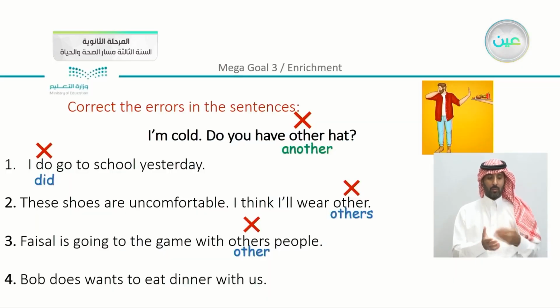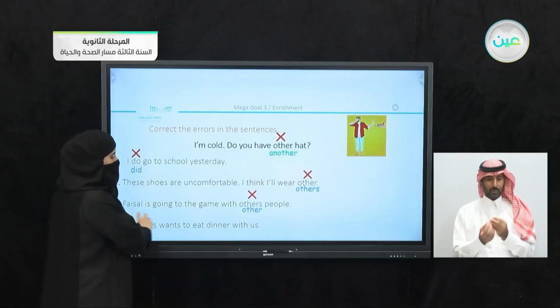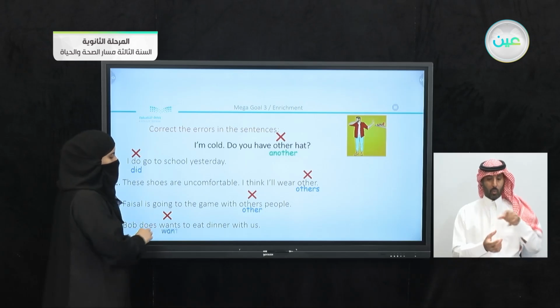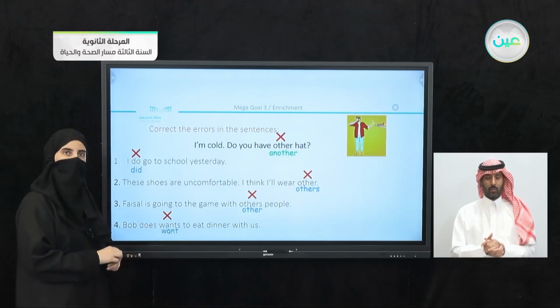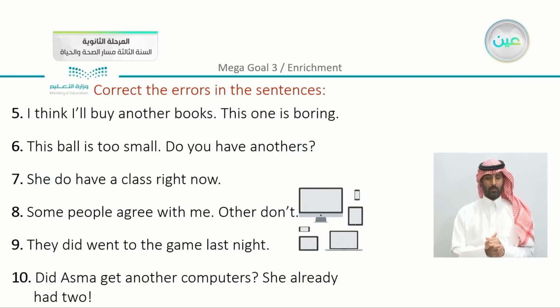Bob wants to eat dinner with us. Now we are emphasizing by using does. So here, wants is actually incorrect and we can just use the word want. Moving on, we have, I think I'll buy another books.